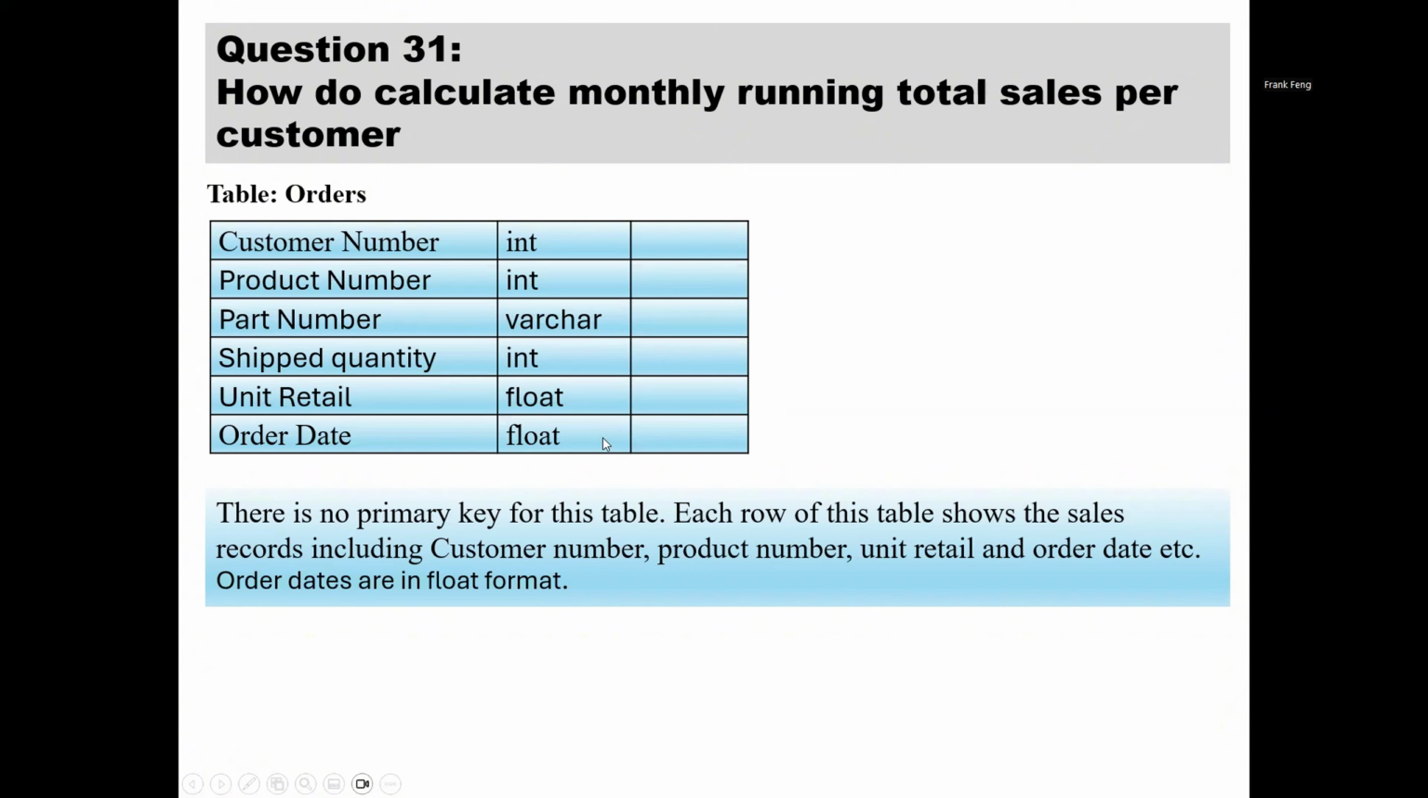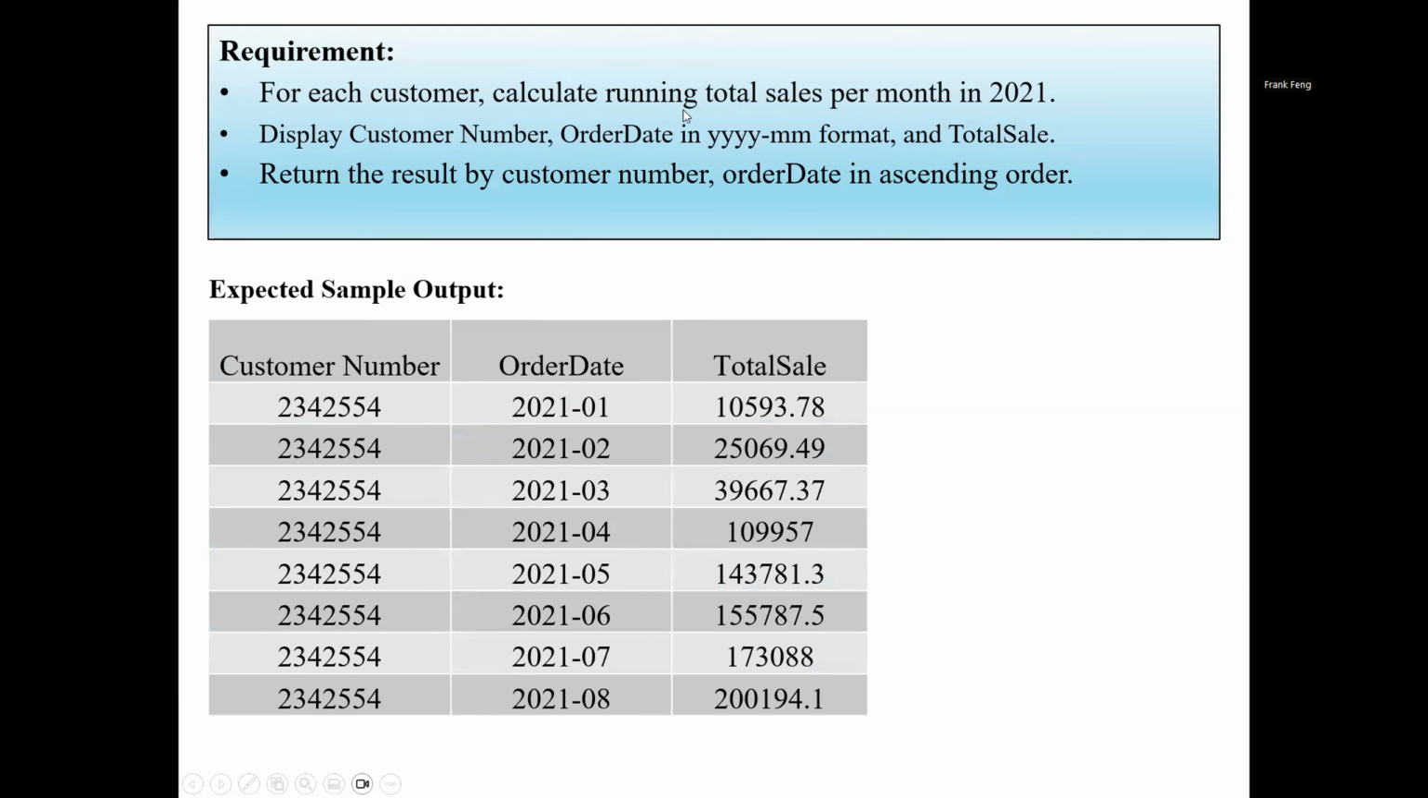For example, 210105 stands for February 5th, 2021. Our task is, for each customer, calculate running total sales per month in 2021.